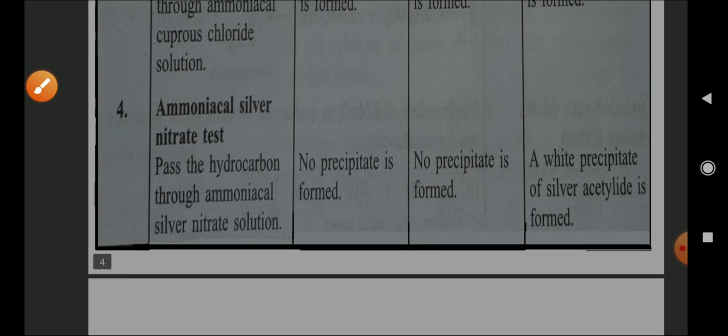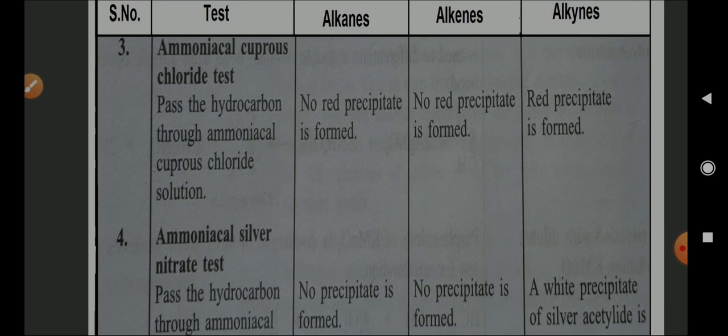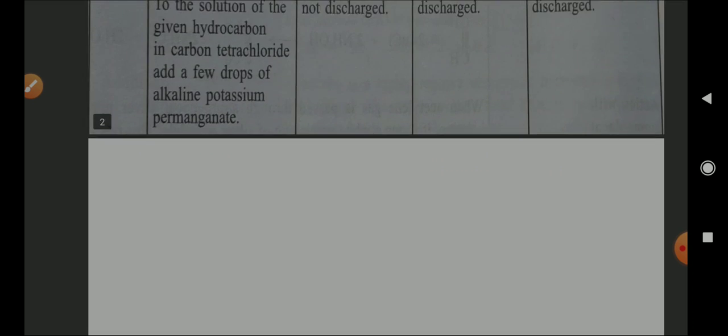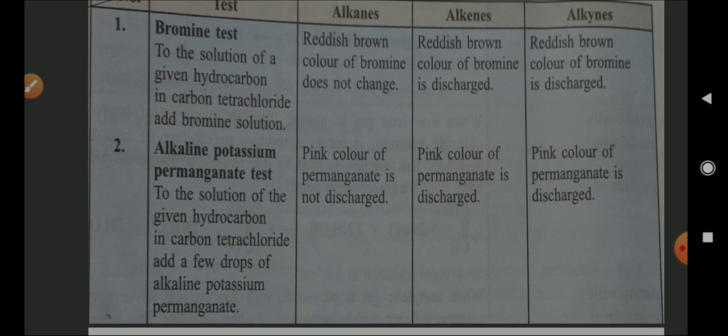So silver nitrate and cuprous chloride solutions are used for differentiating between alkenes and alkynes, while to differentiate between saturated and unsaturated hydrocarbons, the bromine or alkaline potassium permanganate test is conducted. I hope you understood this one.